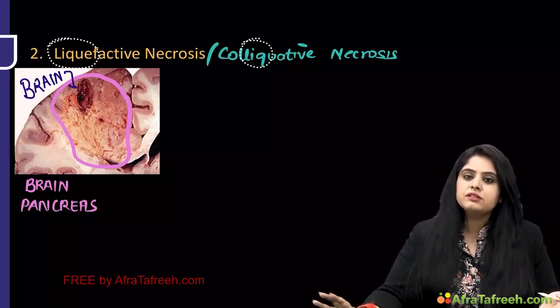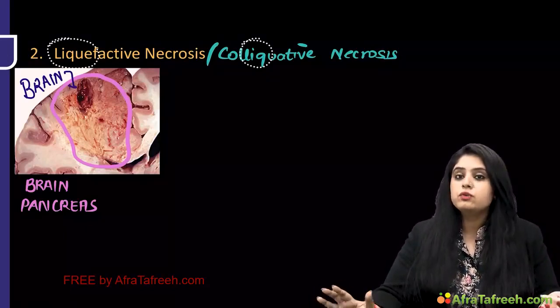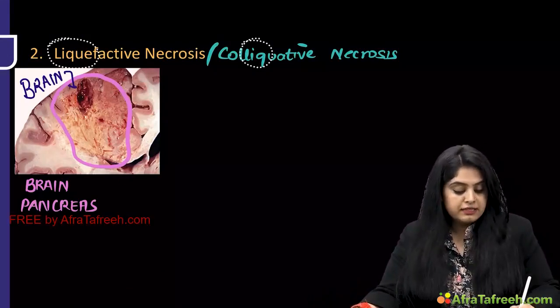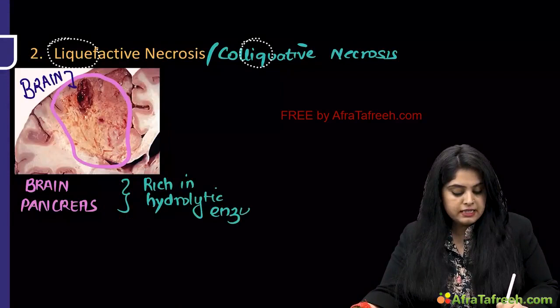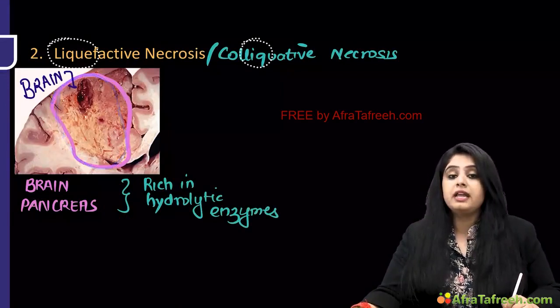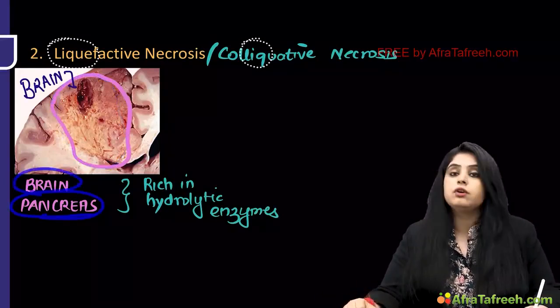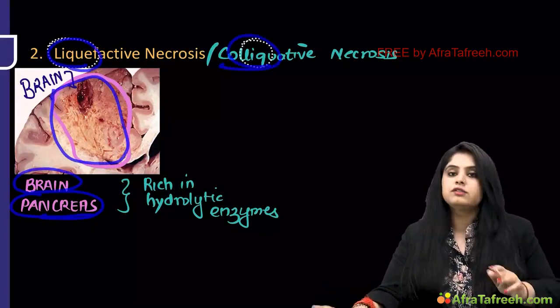Did you ever notice or try to ask me why, ma'am, when all the solid organs were showing you coagulative, these two are showing you liquefactive? Because these two are the organs which are very, very rich in hydrolytic enzymes. You have to know this, and that is what you know for brain and pancreas. So if you get a history of pancreatitis, or if you get a history of a stroke, this is the necrosis that you're going to see. Solid to liquid.